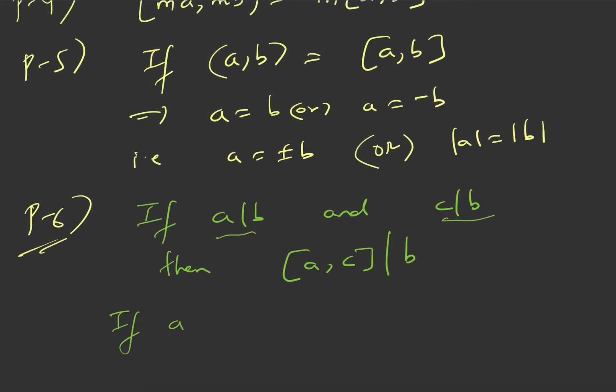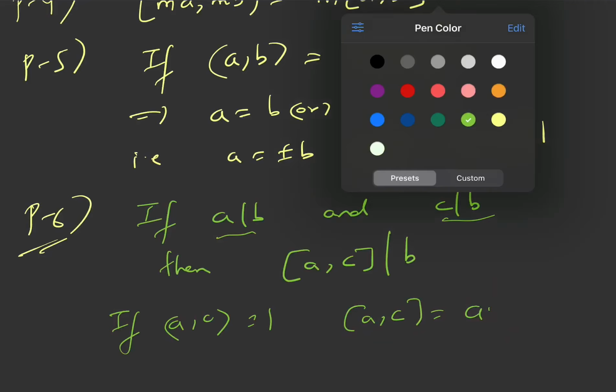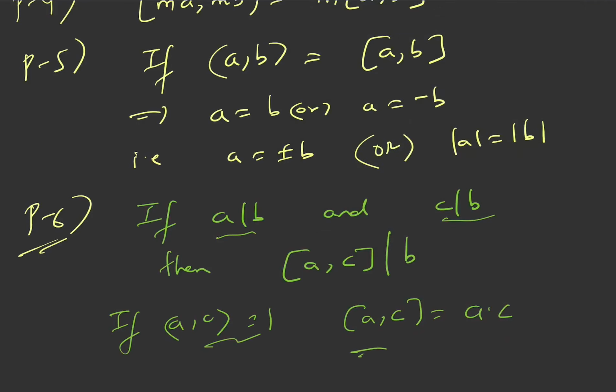Now you see that if GCD of A and C is 1, then simply LCM of A and C is nothing but the product of A and C, because GCD into LCM is the product of numbers. So if GCD is 1, then LCM itself is the product. Then I can say that AC divides B. In general I can say that LCM of A and C will divide B. So this is all about LCM.